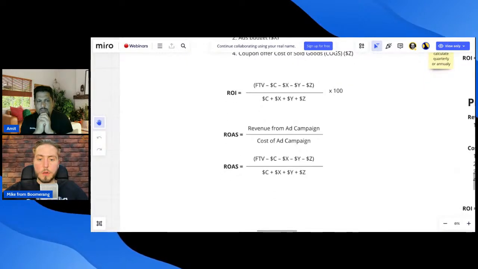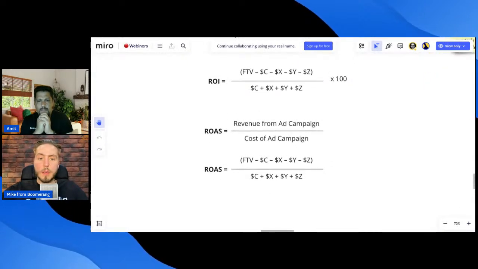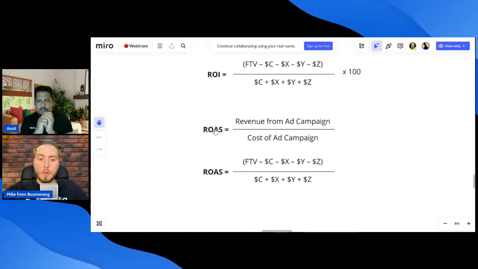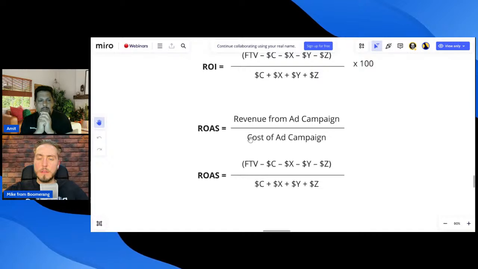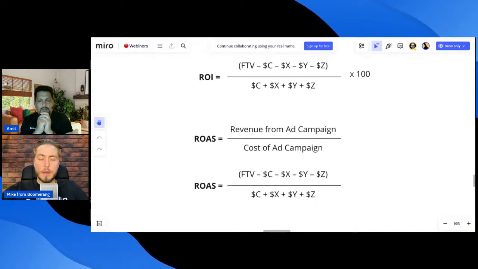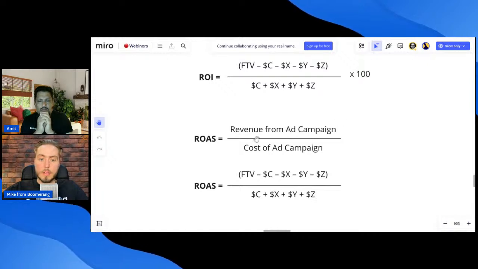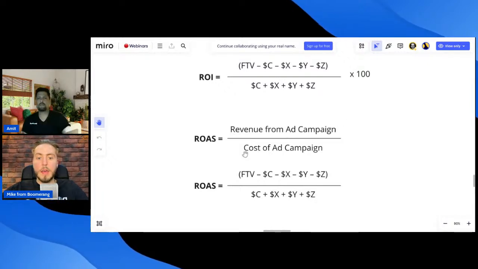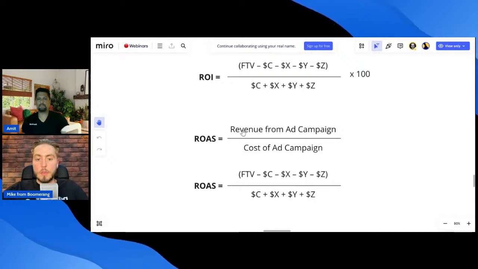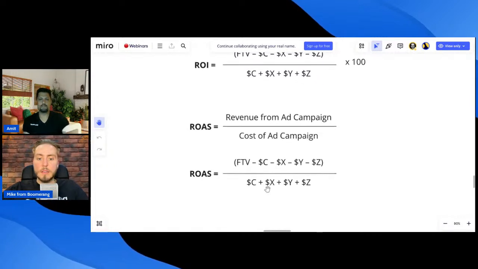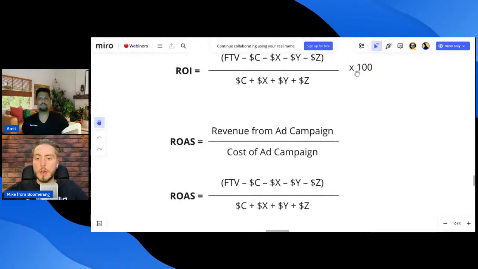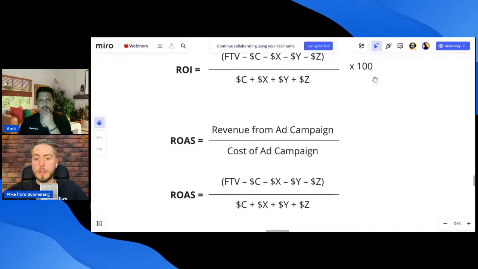But before, I just want to tell you the difference between the ROI and ROAS metrics. Return on ad spend is slightly simpler than the ROI formula. In this case, you need to figure out two metrics again: all the revenue from the ad campaign and all the cost of this ad campaign. You divide revenue by the cost of the ad campaign, and you will get your ROAS. In this case, you could exclude the multiplication by 100%.